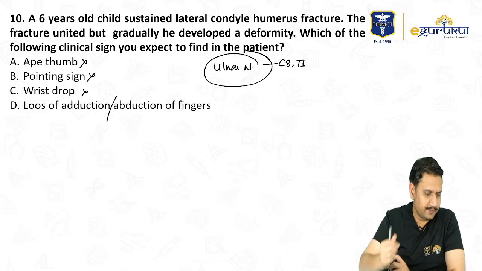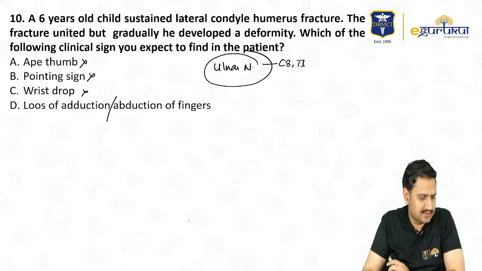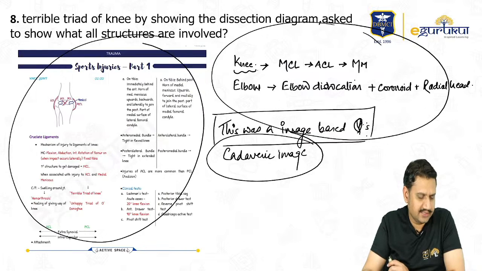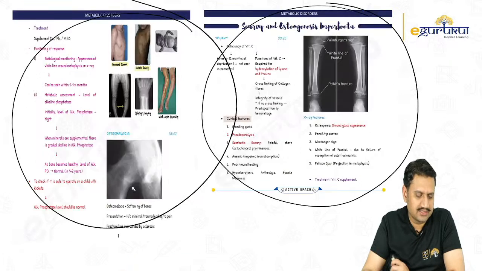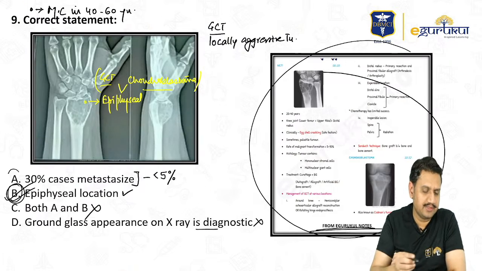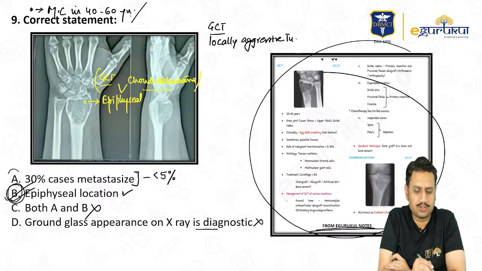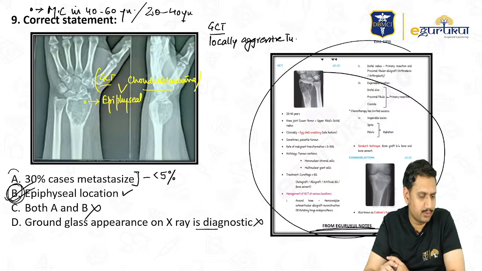Right, point taken. So you are discussing the GCTs right now. So 20 to 40, not 40 to 60. Whatever you suggest, I can put up, this will help us. So most common in 40 to 60 is a wrong statement. It is 20 to 40, that is the correct statement actually. Right, second to fourth decade, that's correct. So I excluded that option.